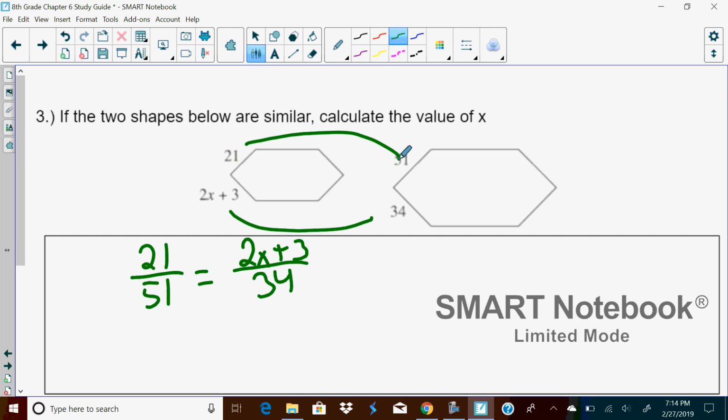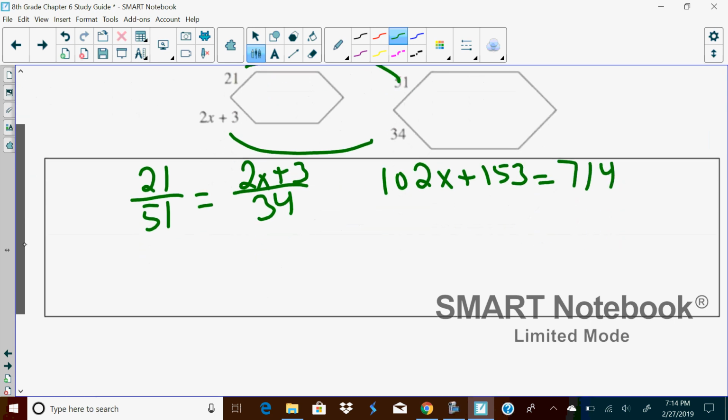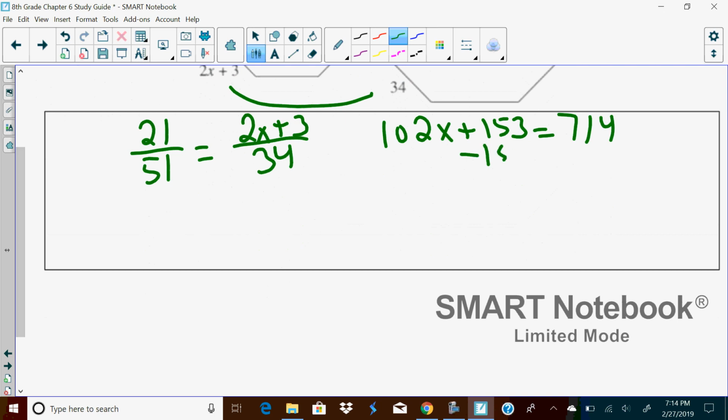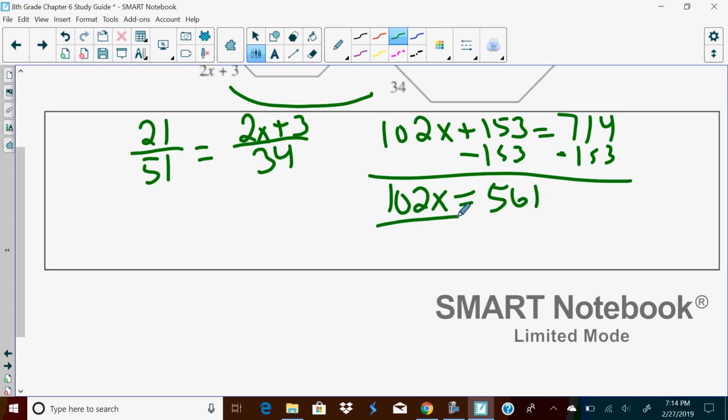I cross multiplied, and I got 102x plus 153, because I distributed, equals 714. Subtracted 153. I got 102x equals 561, divided by 102. And I got x equals 5.5.